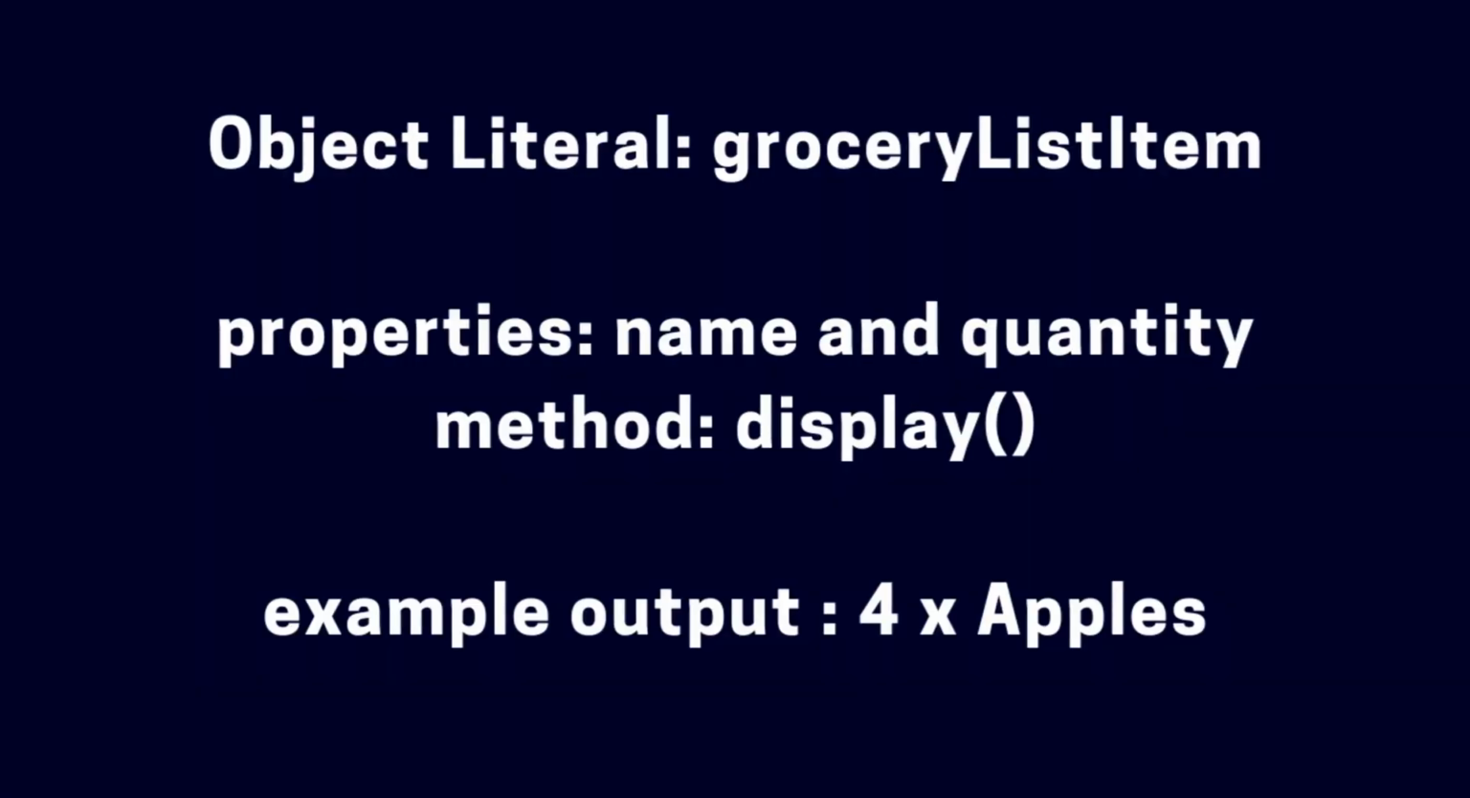To help reinforce this concept, your exercise is to create a simple JavaScript object literal representing a grocery list item. This object should have the properties of quantity and name, along with a method, display, that logs the quantity and the name to the console in this format.